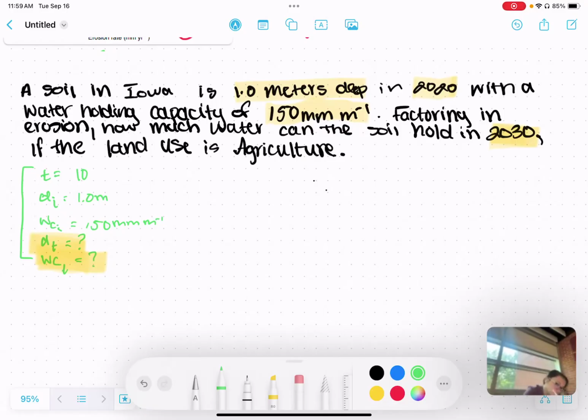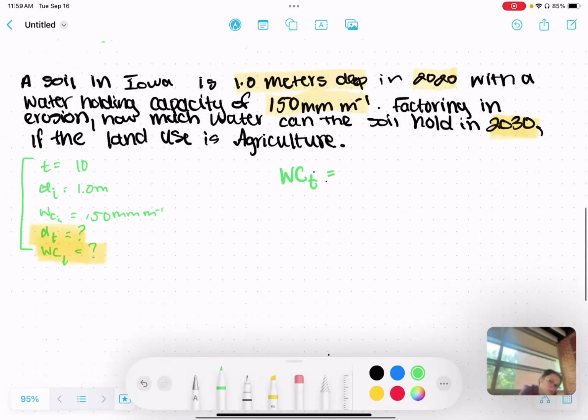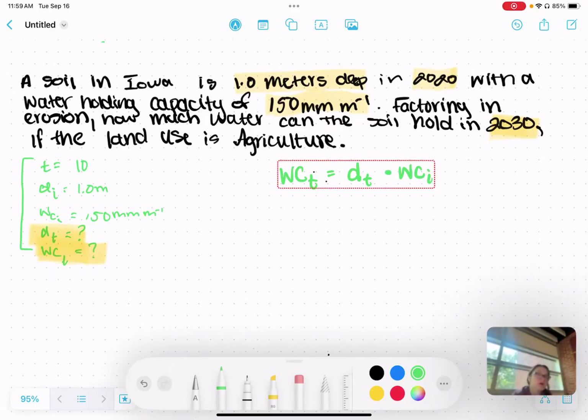That was a general confusion: what is the water holding capacity equation? Water holding capacity at time t is equal to the depth at time t times the water holding capacity at the initial time. Write that equation down, circle it, put it in your notebook, do whatever.